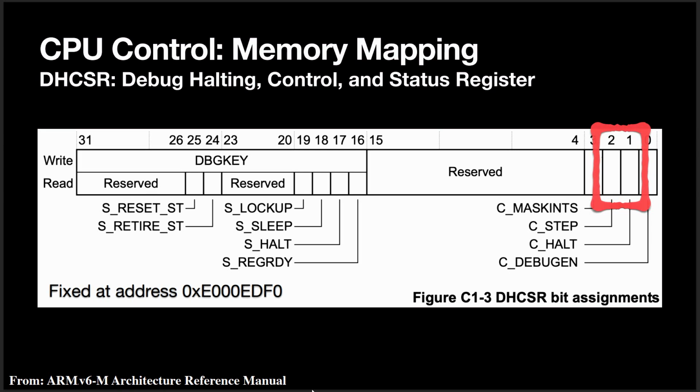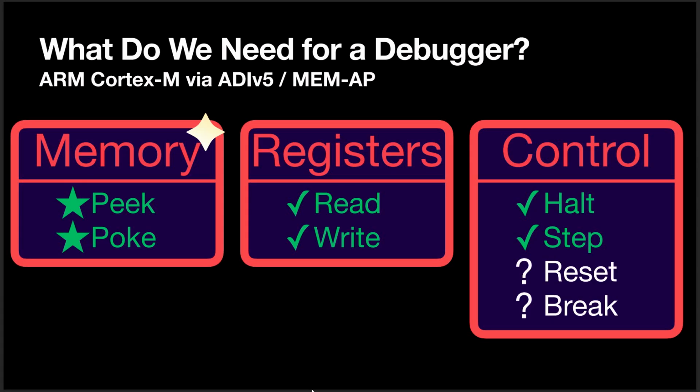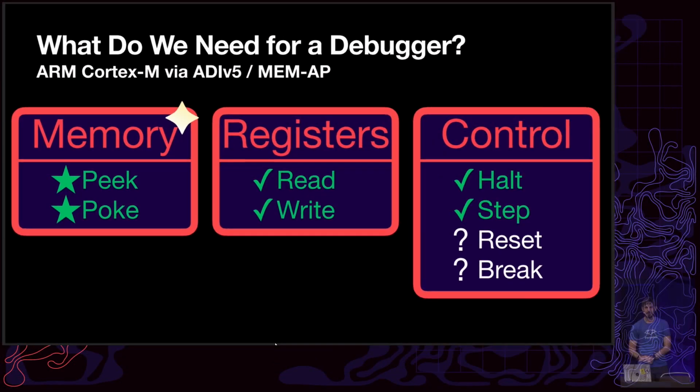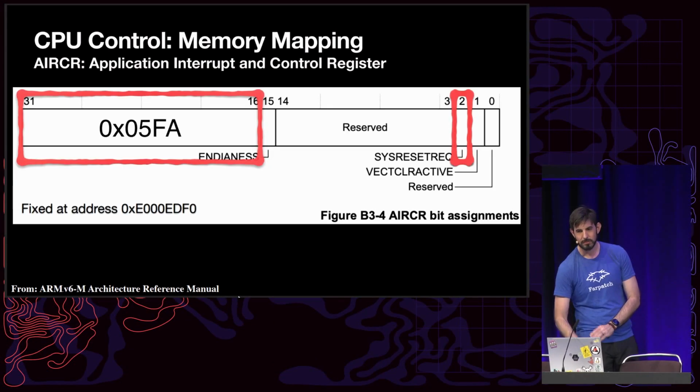Control isn't much more difficult. There's this register DHCSR, the debug halting control and status register. You can set the C_STEP and C_HALT bits to single step and halt the CPU. Great, that's 2 more check marks. That means just 2 more left.